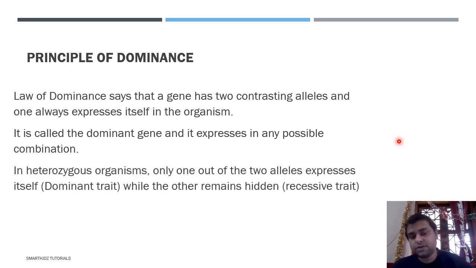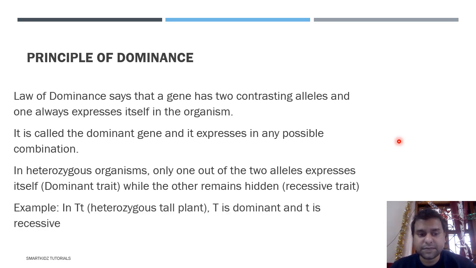So in heterozygous organisms, only one of the 2 alleles will express itself. The dominant trait will express itself, whereas the recessive trait will remain hidden. We have seen this in the case of heterozygous tall plants.